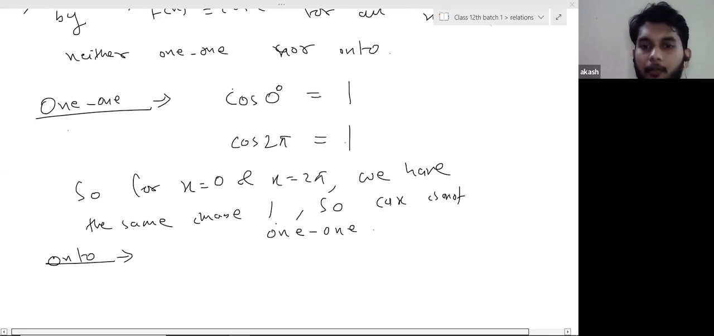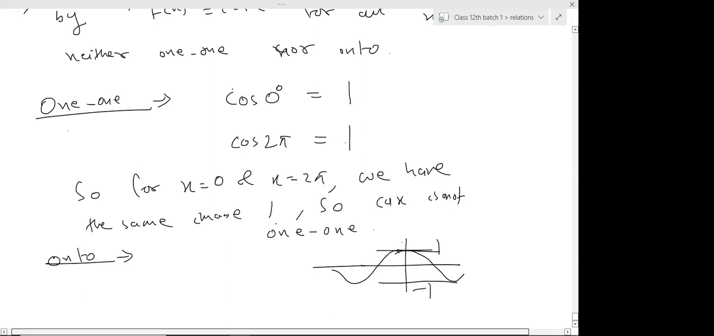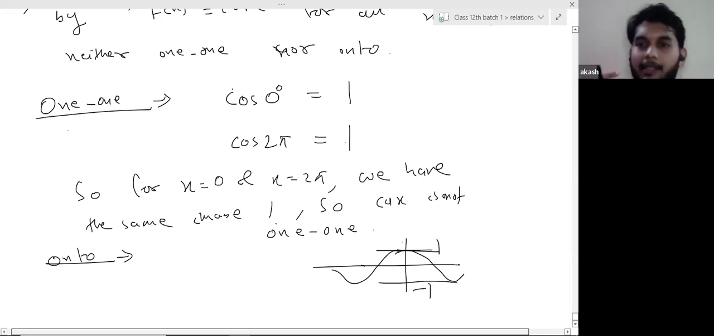You can see in the graph also. If you remember the graph of cos x is this. So the maximum value it attains is 1, and what is the minimum value? -1. Absolutely right. So cos x and sin x always come between -1 to 1, right? No other value can we get from that.